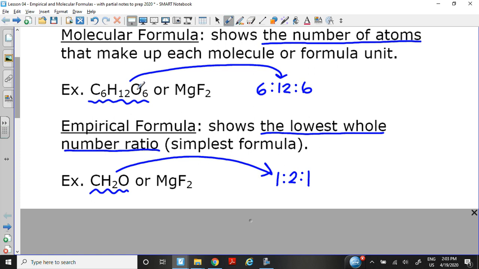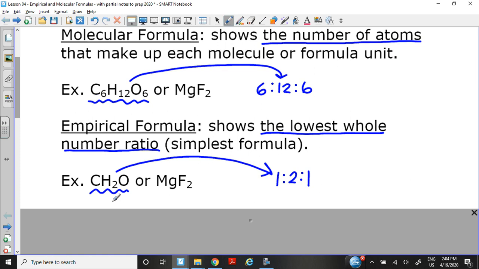So when we look here, a molecular formula tells you the exact number. Down here, the empirical formula tells you the same ratios. There's twice as many hydrogens as there are carbon or oxygen, but it doesn't tell you the exact number of each atom that we need in a molecule of glucose.